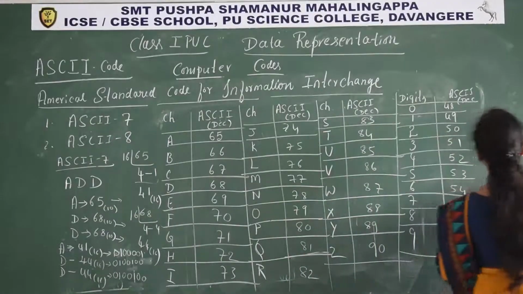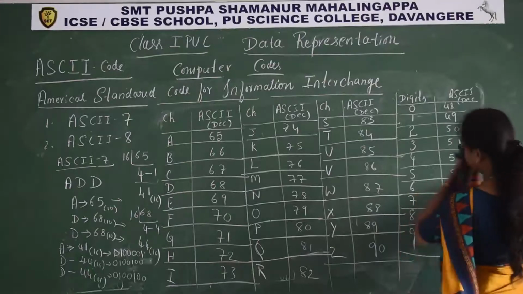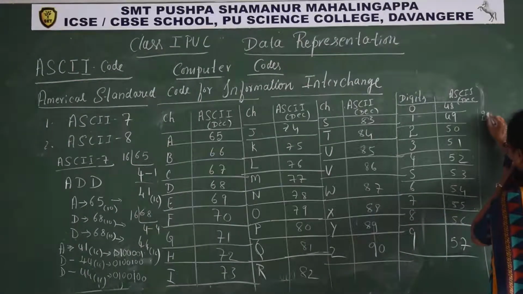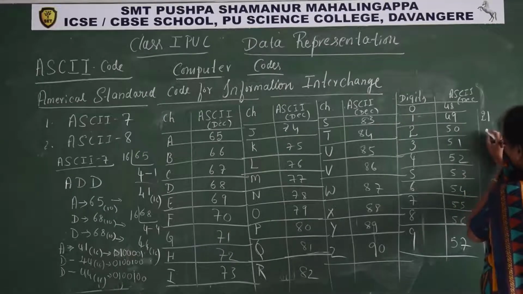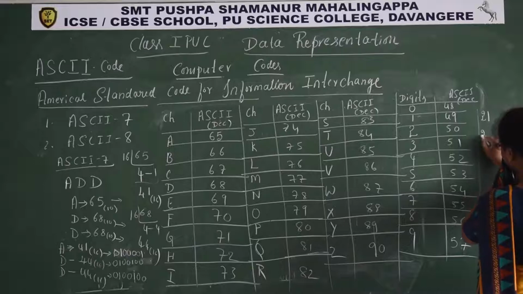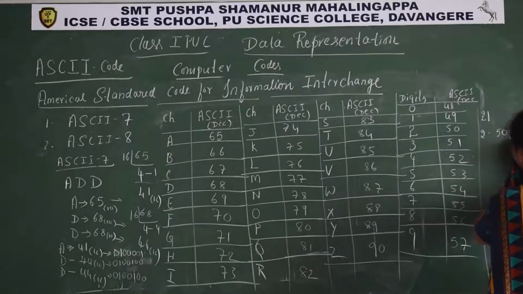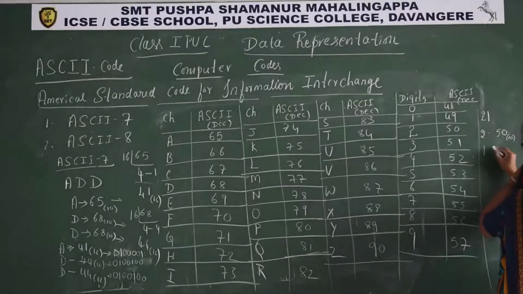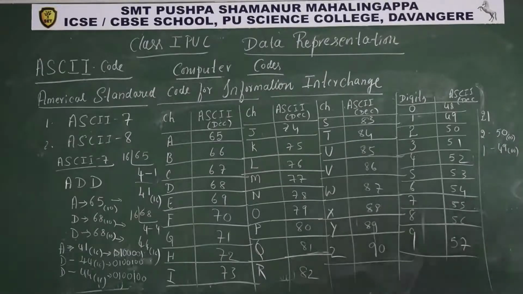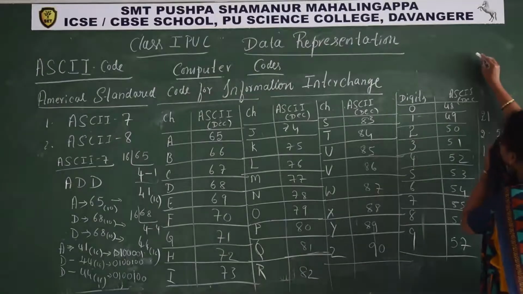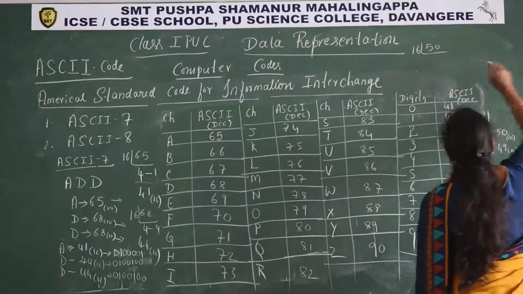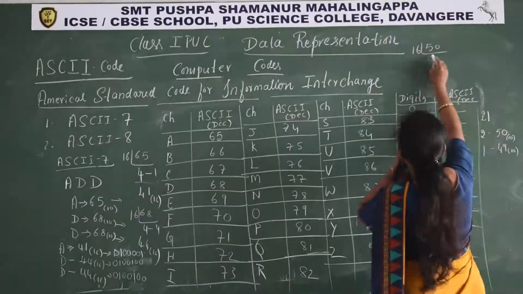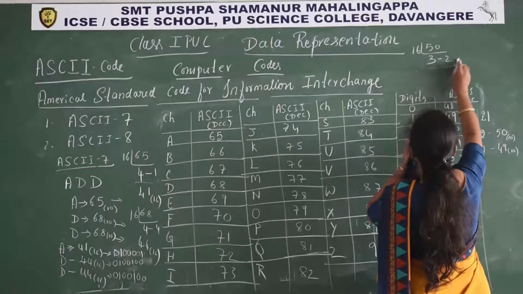Next example, 21 in ASCII code. What is the ASCII code of 2? 50 base 10 and 49 base 10. Now we shall convert 50 into hexadecimal. How to convert 50 into hexadecimal number system? 16 3s are 48, remainder is 2.